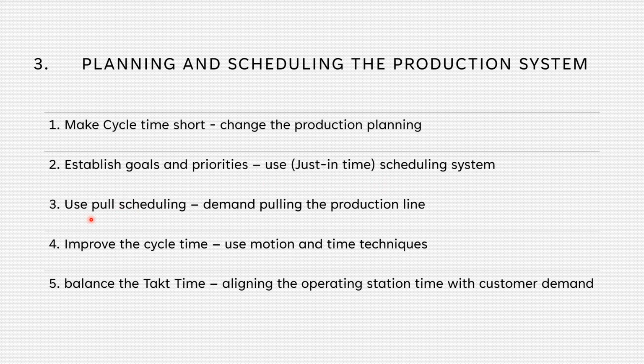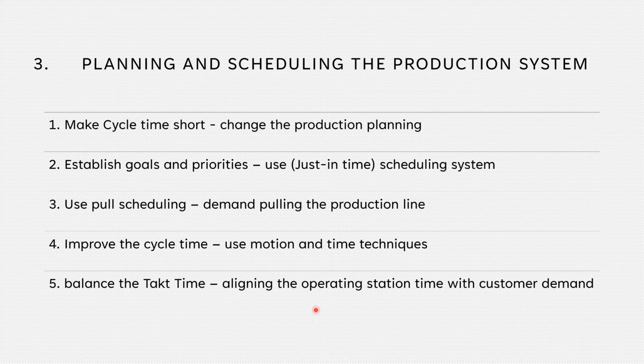I'm going to use pull scheduling. We already know that demand pulls the production line and improves the cycle time for planning and scheduling. Cycle time is so important. We're going to use the same thing again: motion, monitor, time, measure, and then use all those techniques to design, redesign, practice, think, correct, and then do it again. Balance the takt time, that's another one. Cycle time and takt time are so important for planning, scheduling, goals, and priorities.